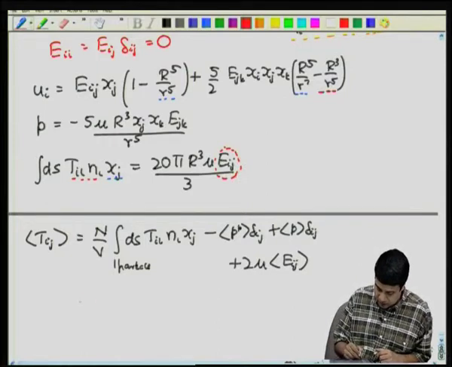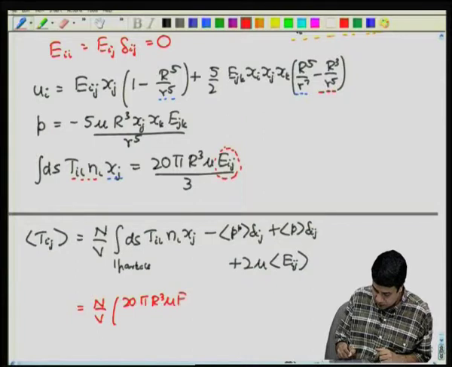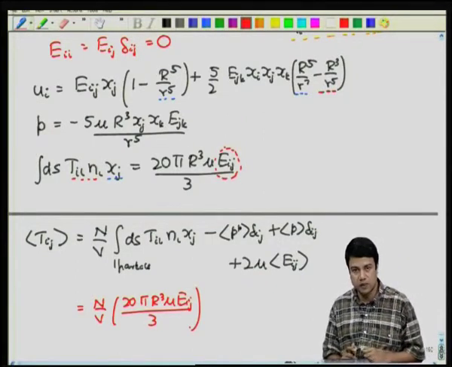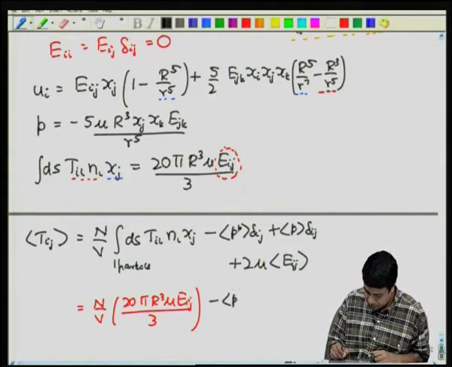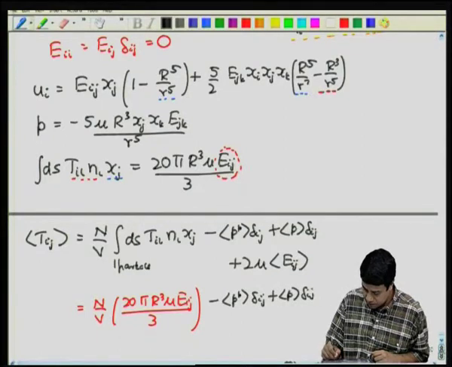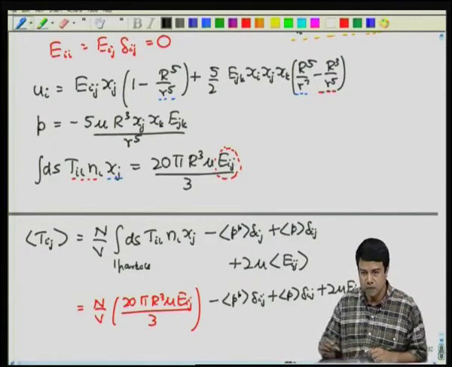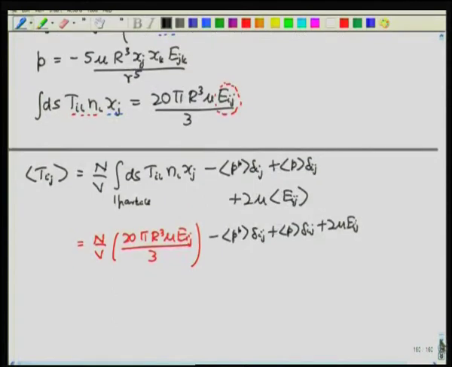So, this is equal to n by v into 20 pi r cubed mu E_ij by 3. That is the integral over one particle.